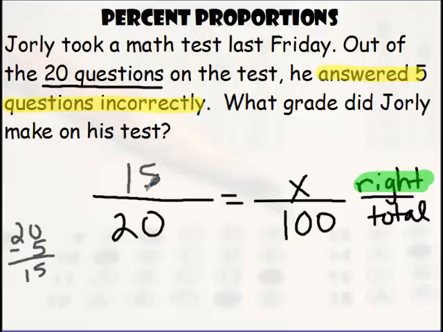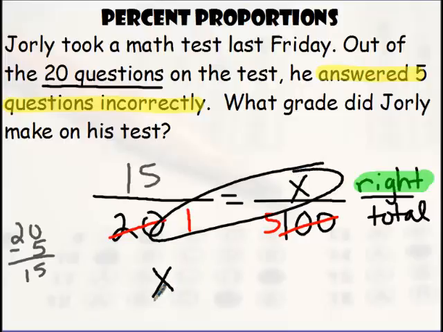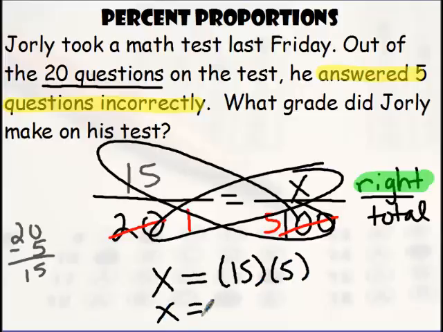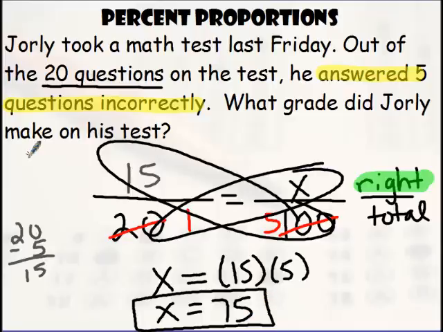And this, of course, can be simplified. I'll go ahead and simplify 20 and 100 by 20. So 20 divided by 20 would be 1, and 100 divided by 20 would be 5. So I'll have 1 times x, which would just be x, equals 5 times 15. And 15 times 5 will give me 75. So what grade did Jorley make on his test? He made a 75, because he got 75% of the questions correct.